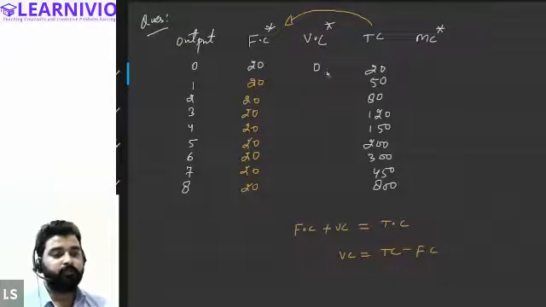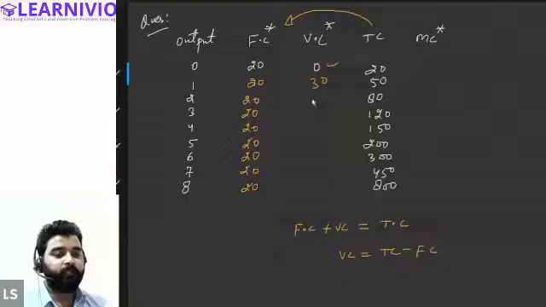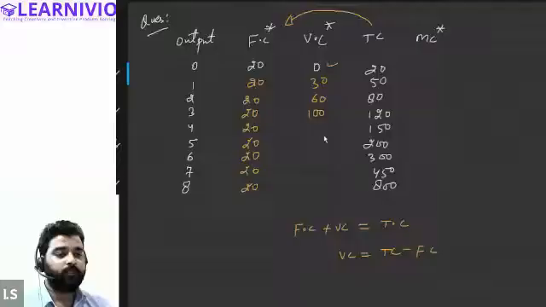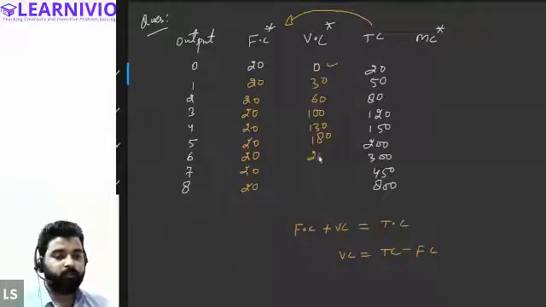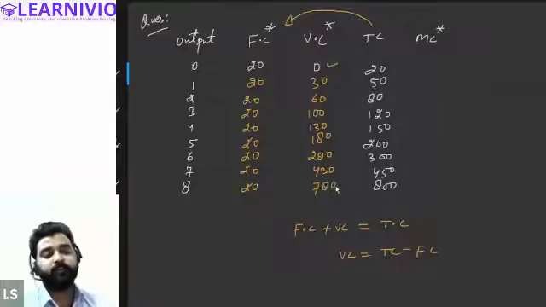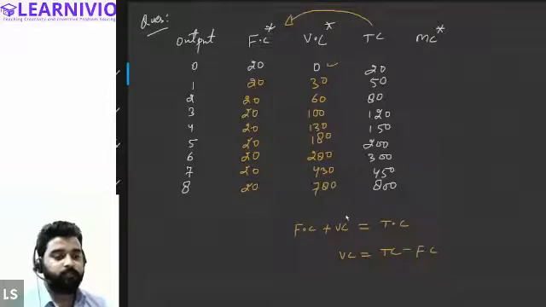So 20 minus 20, we will get 0. Then 50 minus 20, we will get 30. 80 minus 20, we will get 60. 120 minus 20, we will get 100. Then 150 minus 20, we will get 130. 180. Then 280. 430. 780. This is the variable cost. Tell me, everyone, is this clear? Ikra, Sakshi?